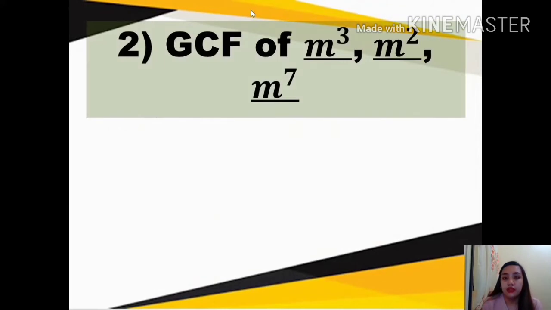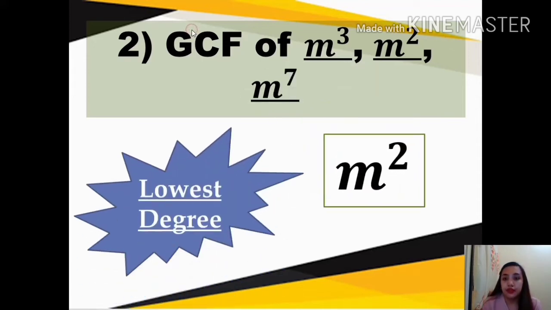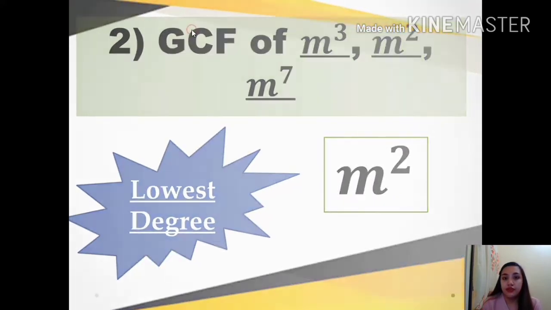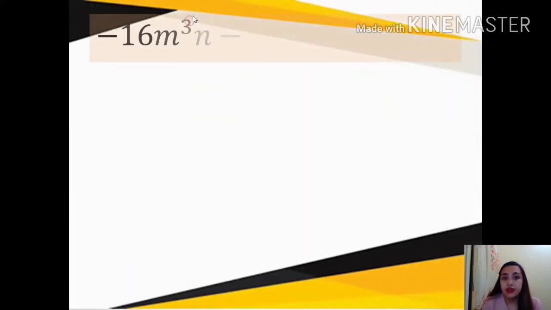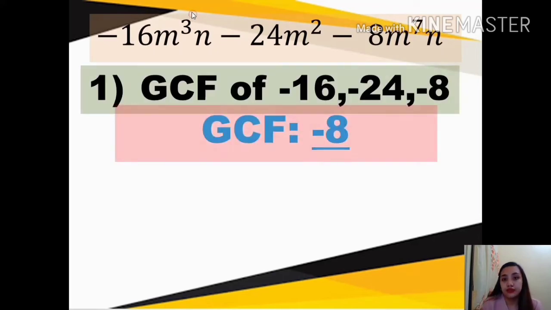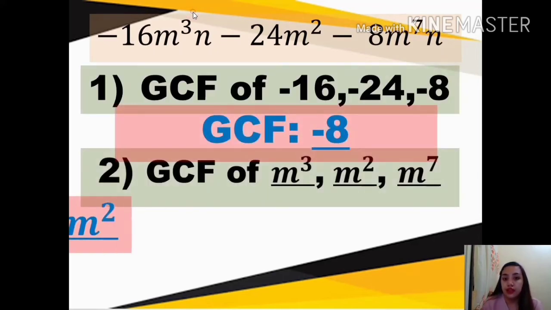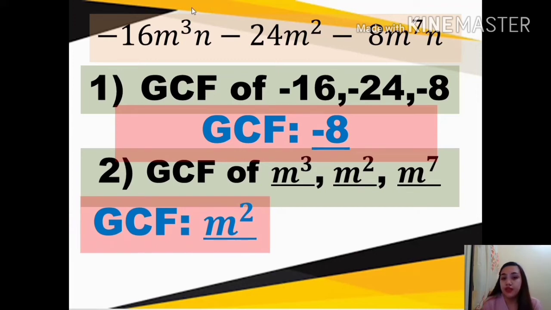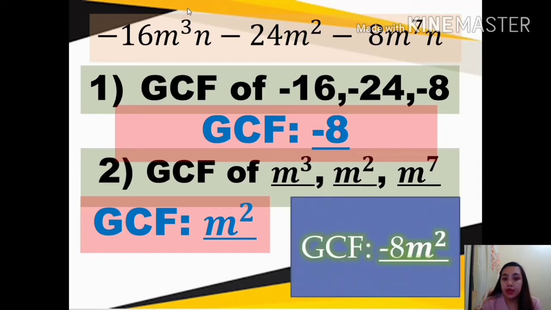Now, among these three terms, we have m cubed, m to the 2nd power, m to the 7th power. Again, what is our rule? We will choose the lowest degree or the lowest exponent. So which term has the lowest exponent? Of course, the m squared. Therefore, if we combine the two GCF, what will be the GCF of this expression? So we have negative 8, and another we have positive m squared. Therefore, our GCF is negative 8m squared.